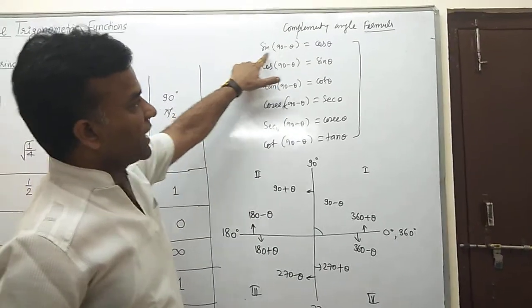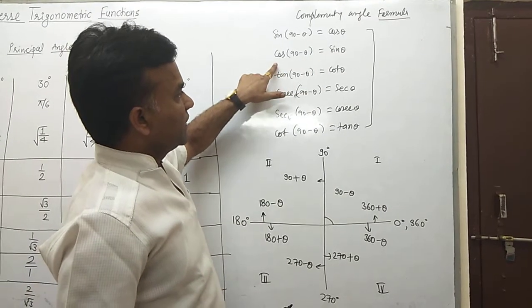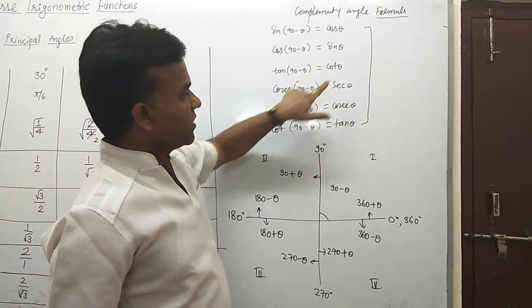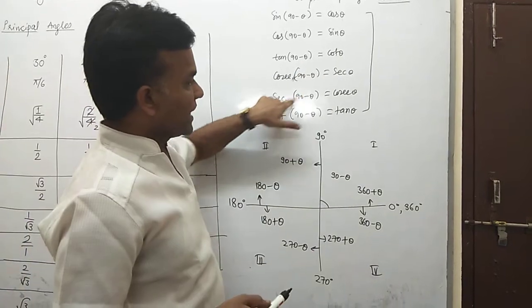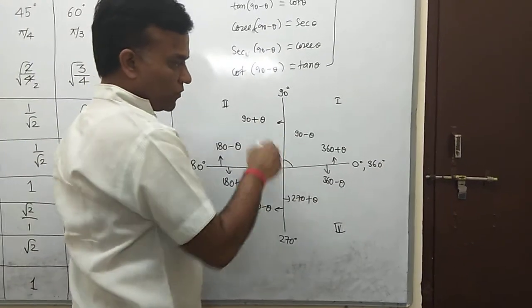You write down here: sin 90 minus theta is cos theta, cos 90 minus theta is sin theta, and tan 90 minus theta is cot theta, cosec is sec, sec is cosec, and cot is tan. Okay, so this is the condition of the first quadrant.